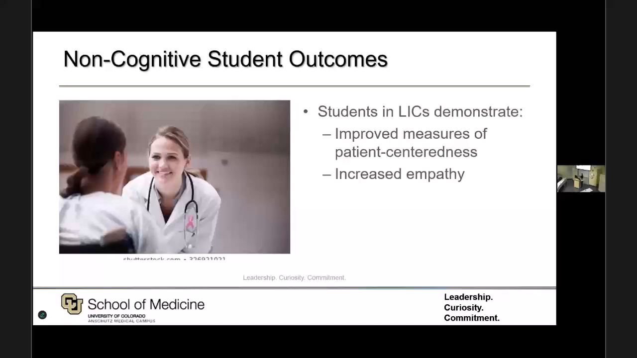And then I could show you endless slides about performance and metrics. But really, the bottom line of this curriculum reform, the driving factor that tipped the scale, was a non-cognitive outcome: that students in LICs demonstrate improved measures of patient-centeredness and increased empathy. And so our hope of building doctors who are able to connect with their patients and provide empathetic and patient-centered care was really the true north, with all of the additional theoretical and evidence benefits that I've shown on the past multiple slides.